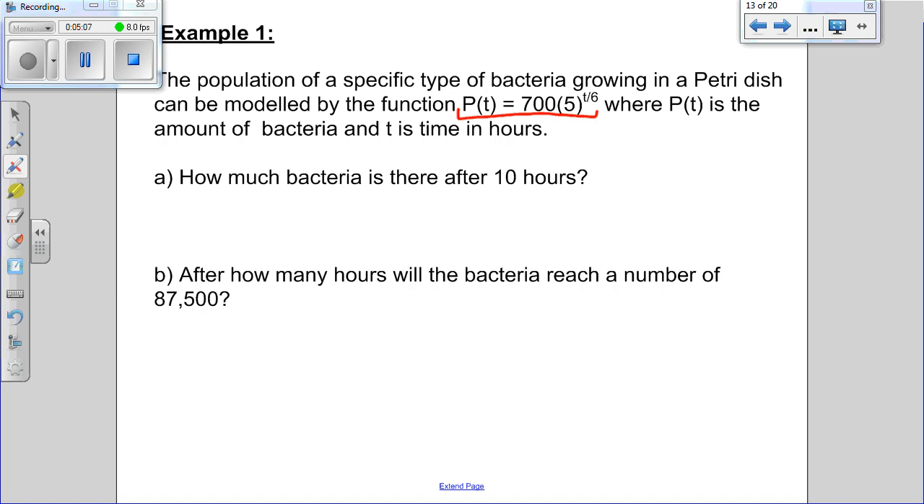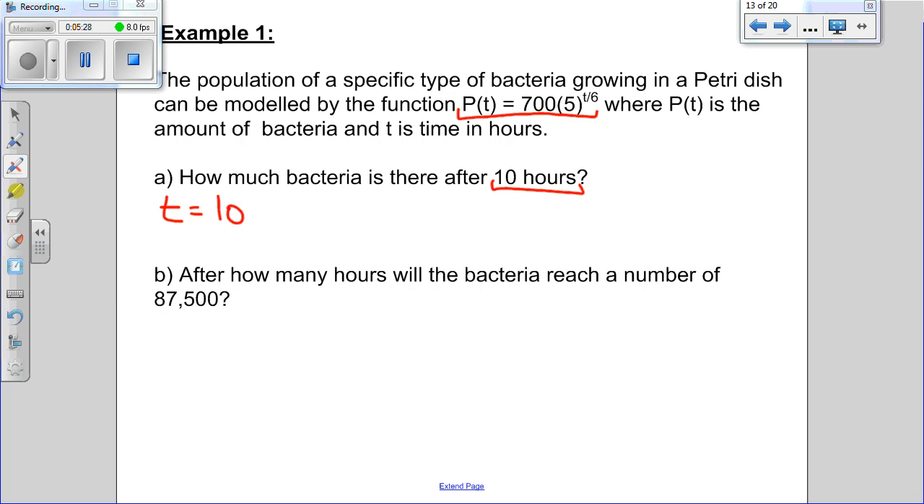Let's just do these questions and see if we can figure them out. Question A says, how much bacteria is there after 10 hours? They're always going to give you one of your variables. Did they give you P or T in this case? They give you T equals 10. So you just have to go into your equation and change T to be 10.